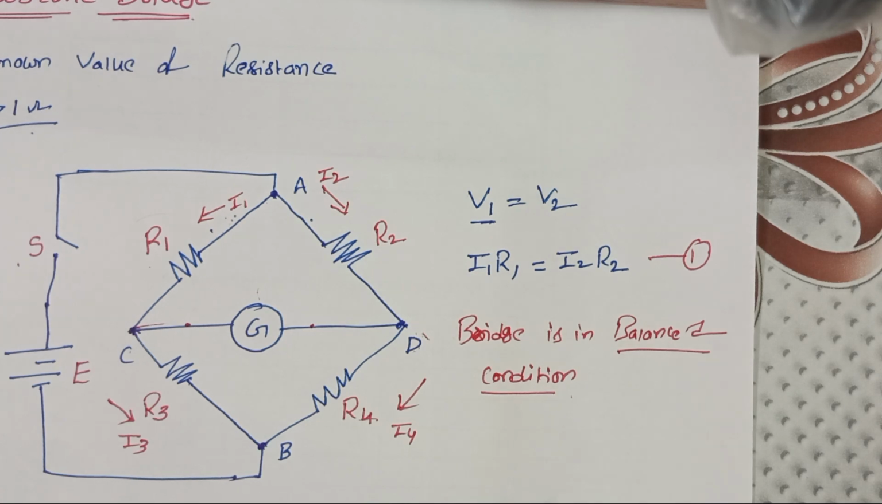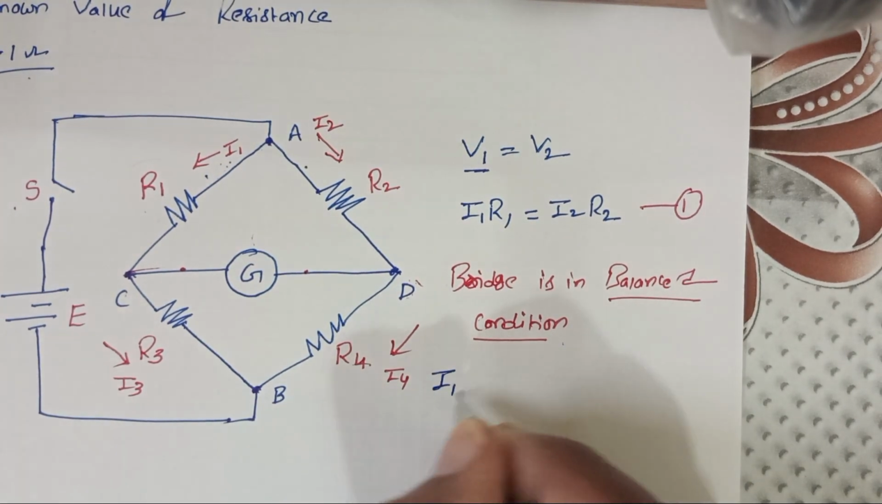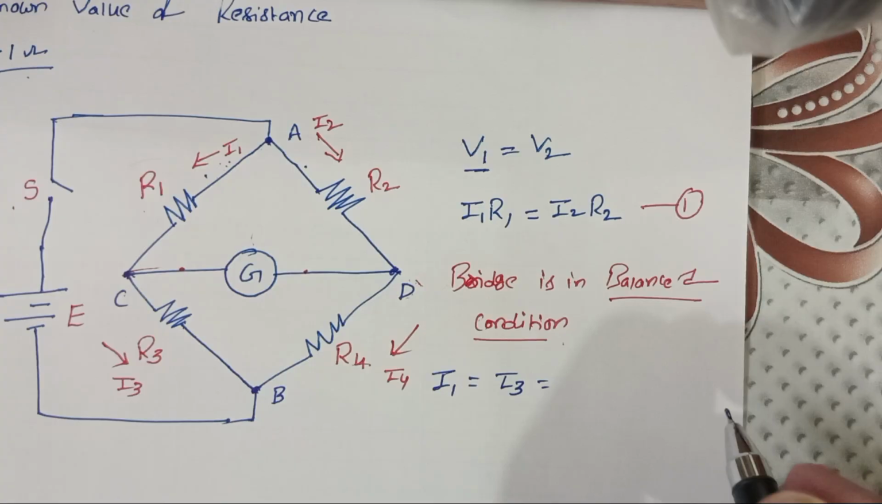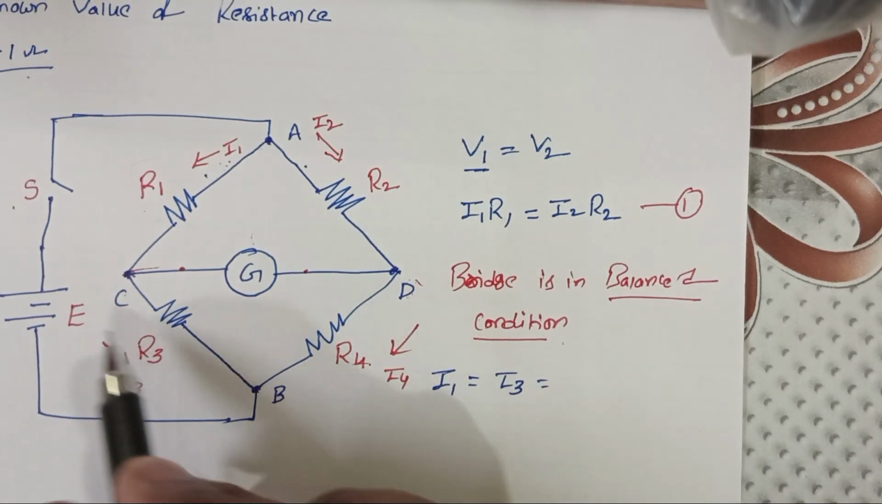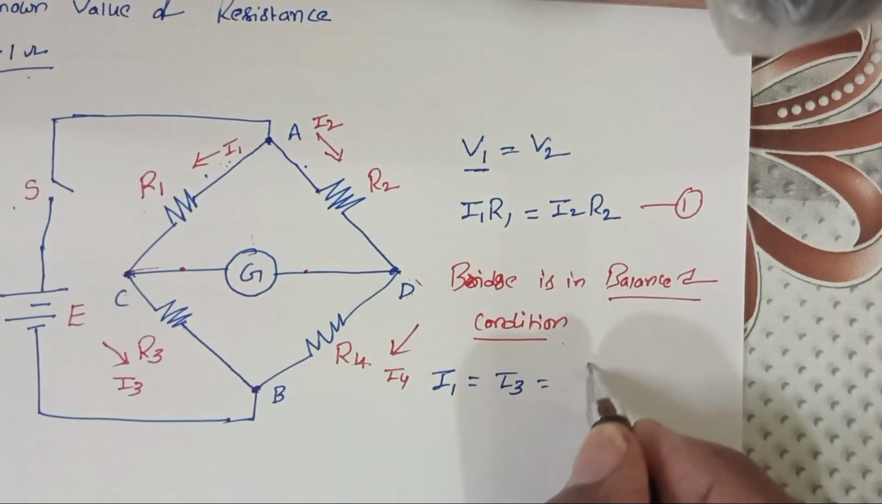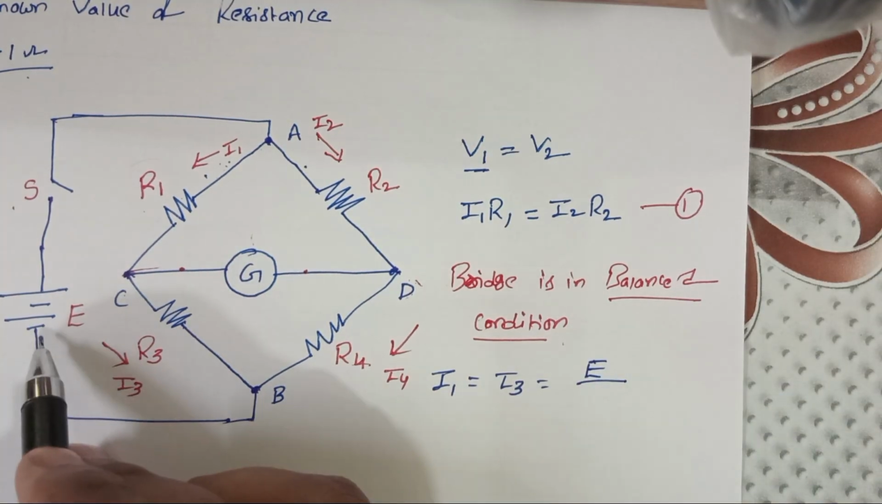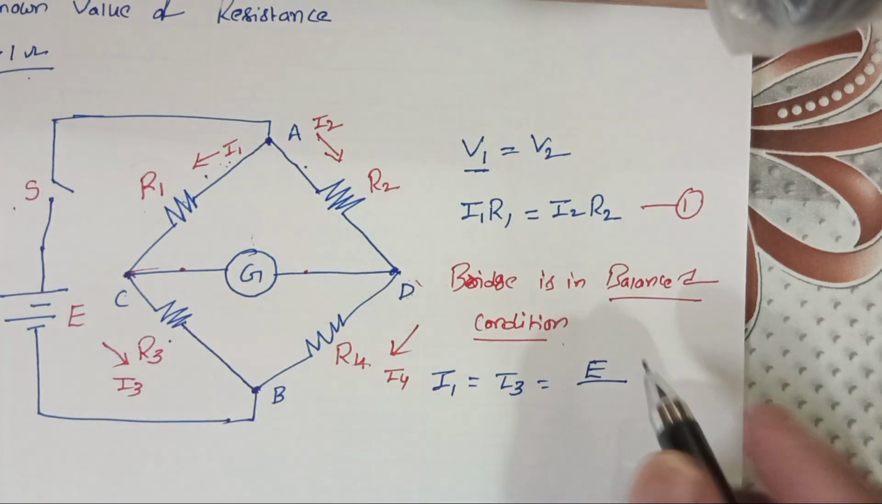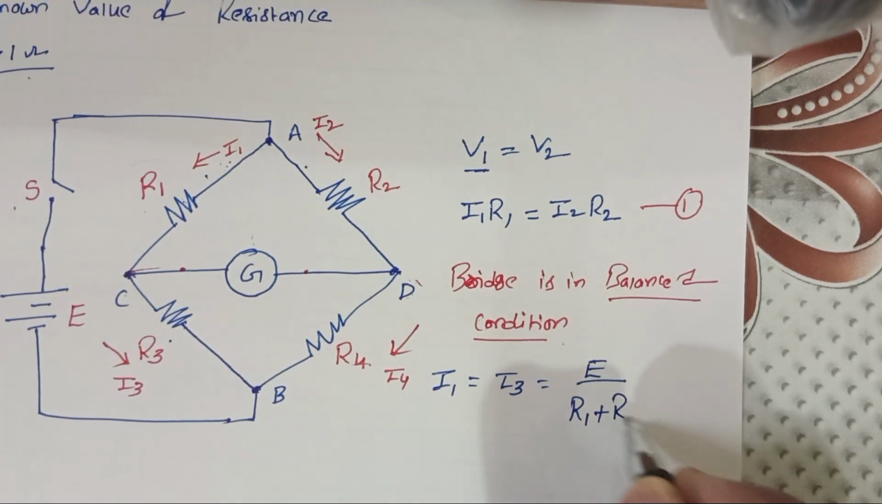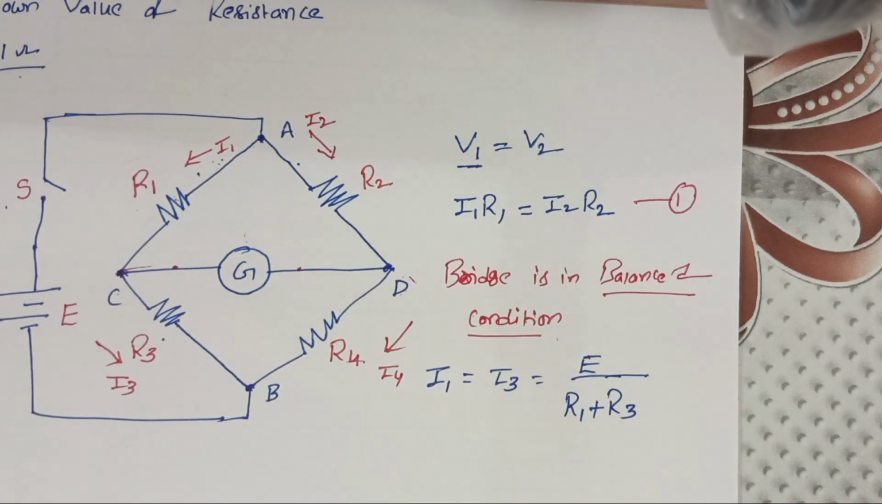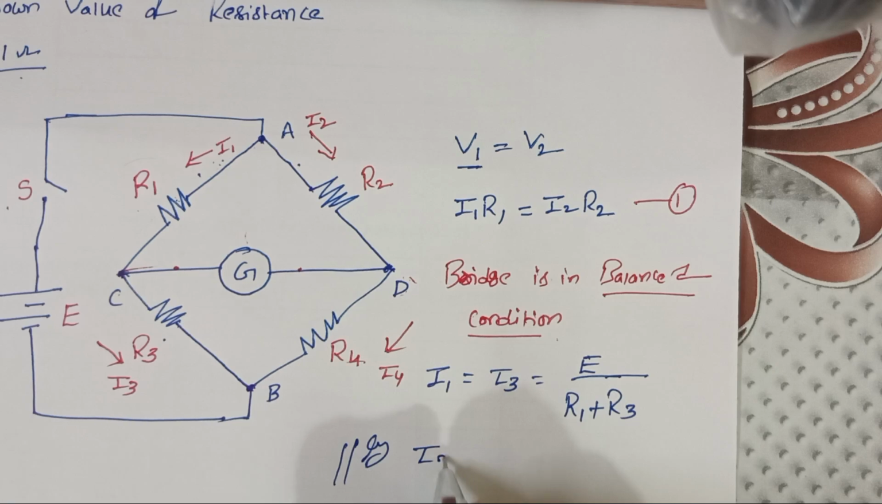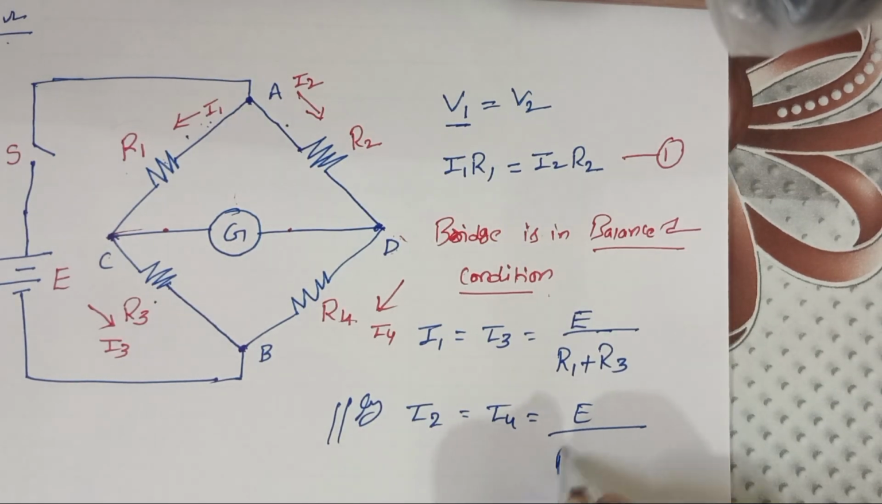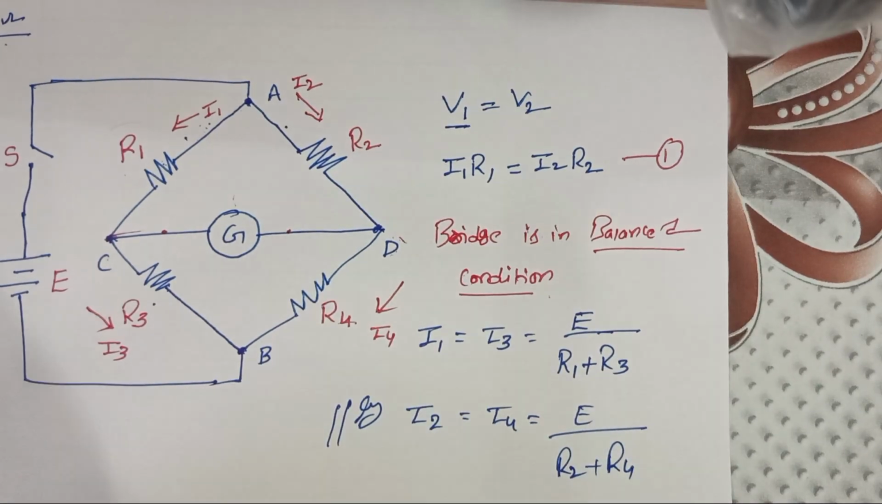So I'm writing I1 is equal to I3, which is nothing but E by the total resistance. The applied voltage is E, and the total resistance is R1 plus R3 in the balanced condition. Similarly, I2 equals I4 equals E by R2 plus R4.